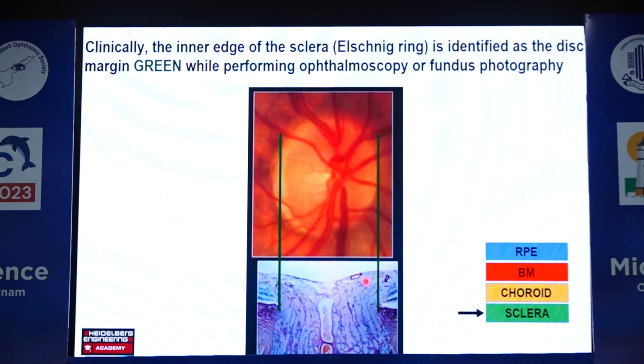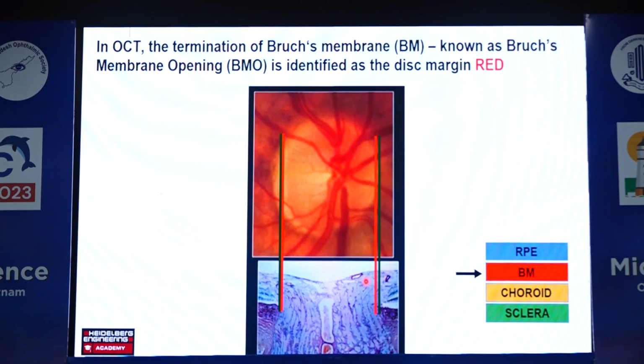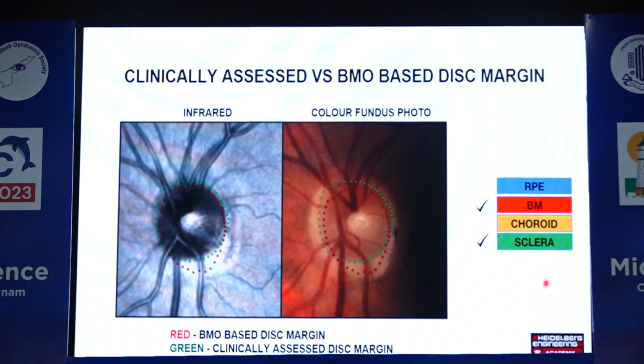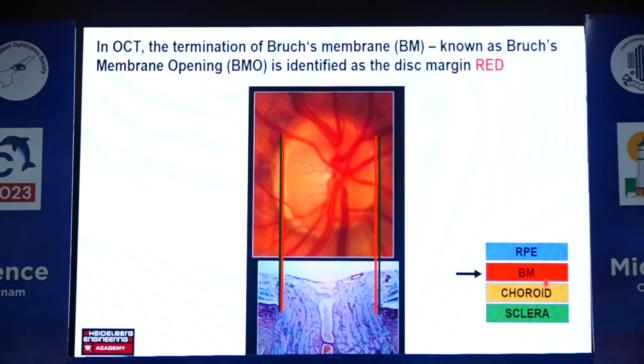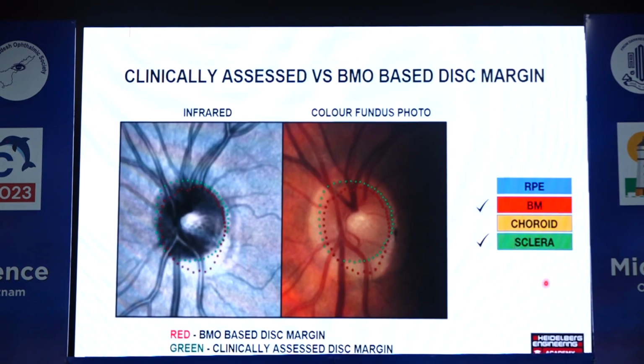So we take this to be the disc margin that we see in a fundus photograph or in direct ophthalmoscopy. But in reality, in OCT, the definition changes, where the termination of the Bruch's membrane is taken as the disc margin, that is the red one, which is the OCT classification. So now we are confused between two: whether it is the Bruch's membrane ending or the scleral ending. We can't have two, right?